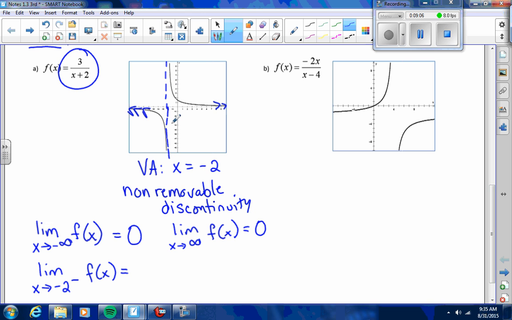Looking at the graph, now I'm approaching that vertical asymptote. If I'm approaching it from the left-hand side, I'd be coming down this way. Where is it going towards? It's going to -infinity. So that's the limit.